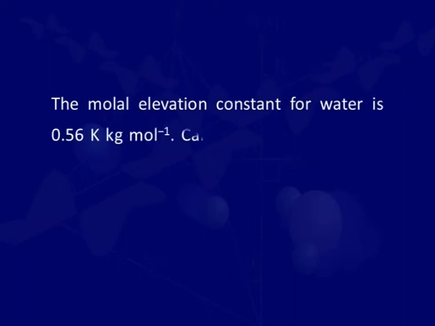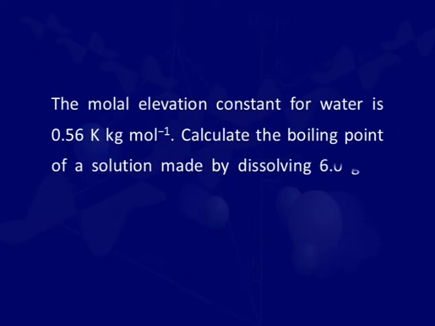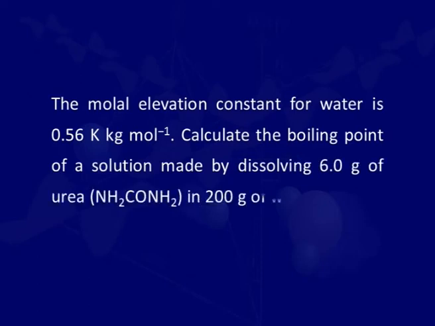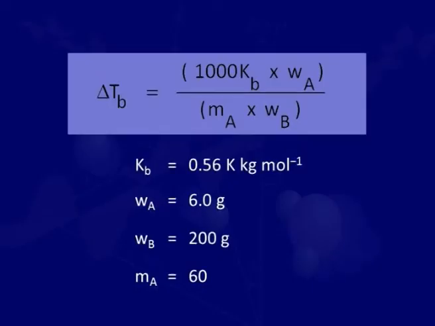Another example: the molar elevation constant for water is 0.56 Kelvin kg per mole. Calculate the boiling point of a solution made by dissolving 6 grams of urea in 200 grams of water. Molecular formula of urea is given as NH2CONH2. You can calculate the molecular mass of urea, which comes out to be equal to 60.